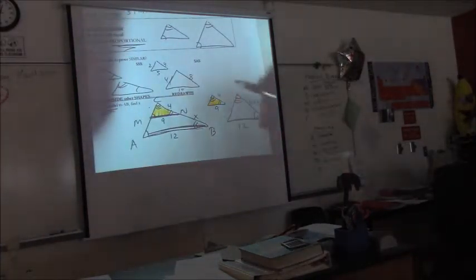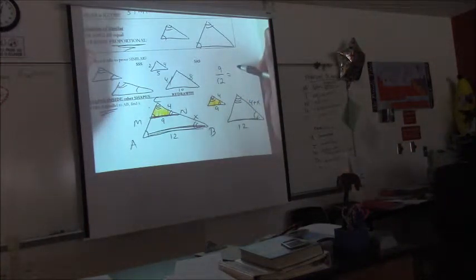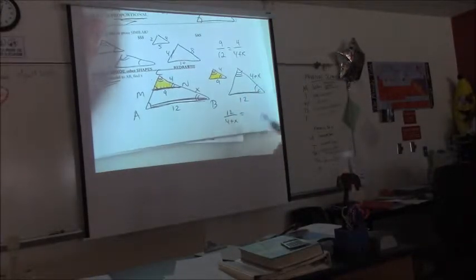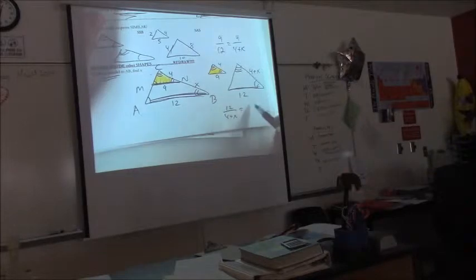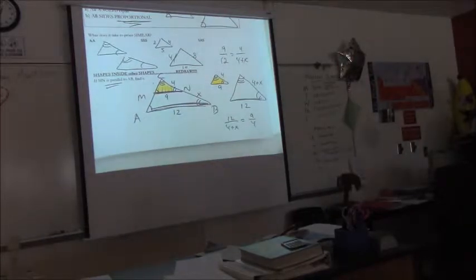If I did my proportion this way, 9 is to 12, how would I finish it? 9 is to 12 as, if I started it as 12 is to 4 plus X, how would I finish it? 12 is to 4 plus X as, right? Proportions are flexible. But however you start dictates how you finish it.